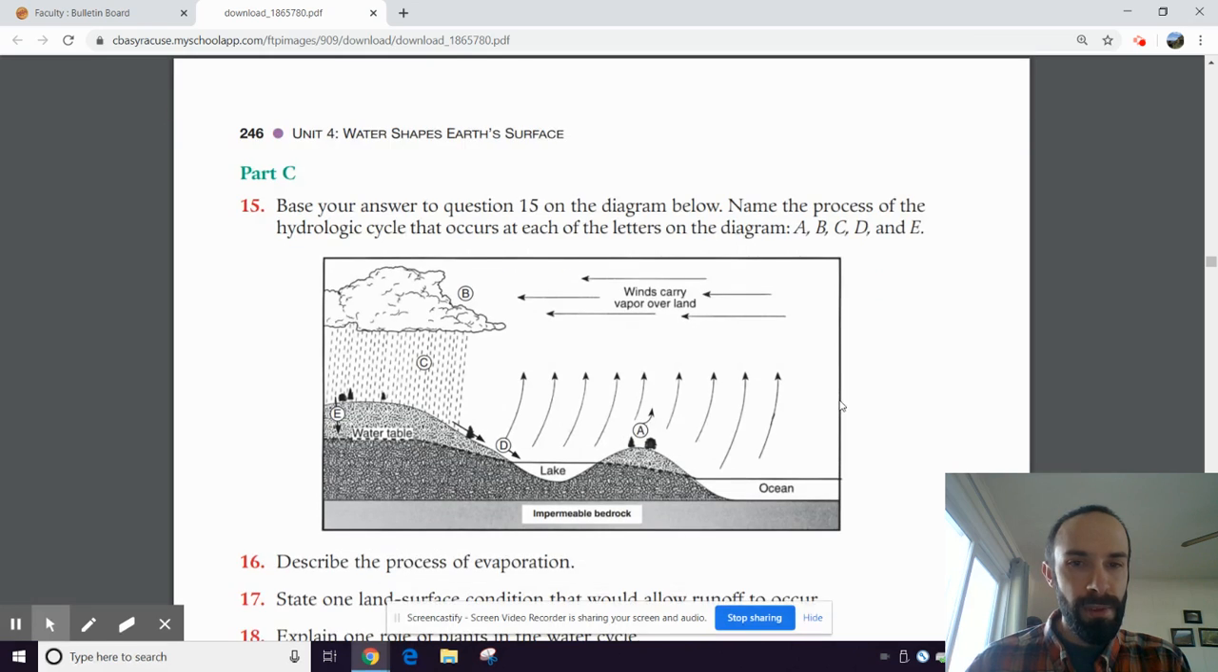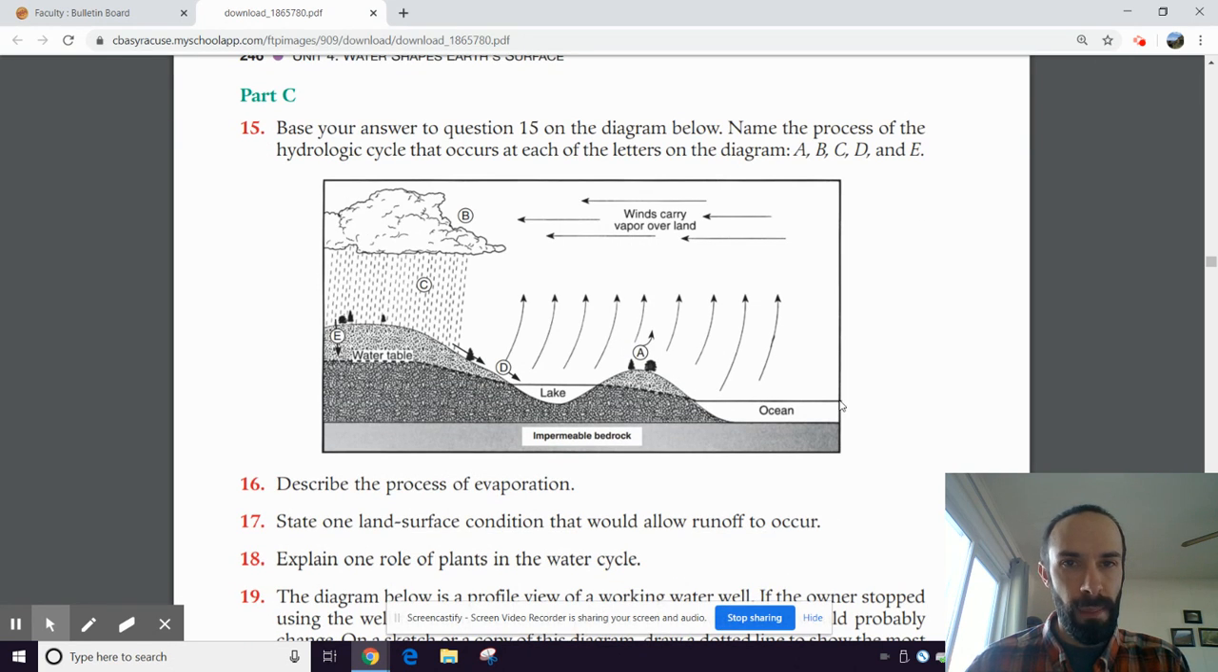Number 15, another water cycle diagram here. Describe the process of evaporation. Evaporation is the process by which water changes from liquid to a gas, and it does that below the boiling point, so at a lower temperature. So again, liquid to gas into the atmosphere. Lakes, oceans. Oceans do it best because there's so much water in the ocean.